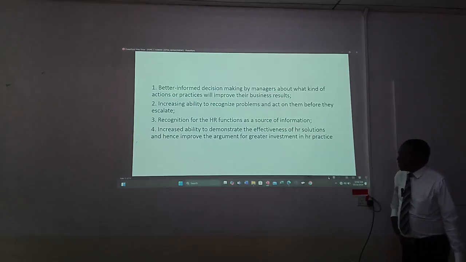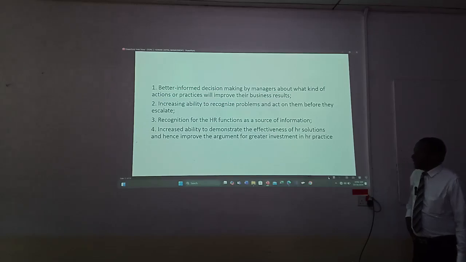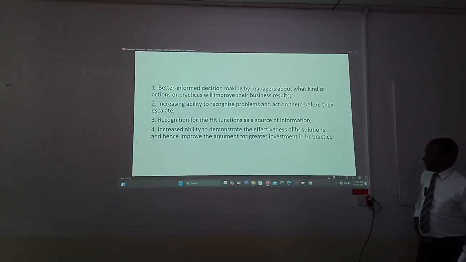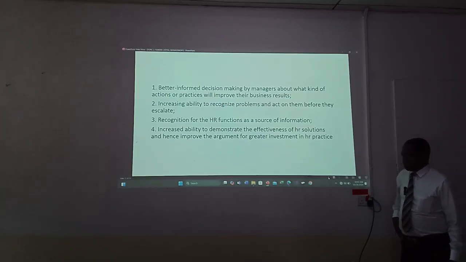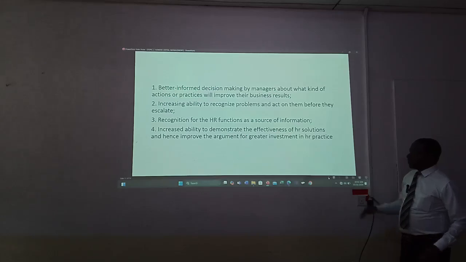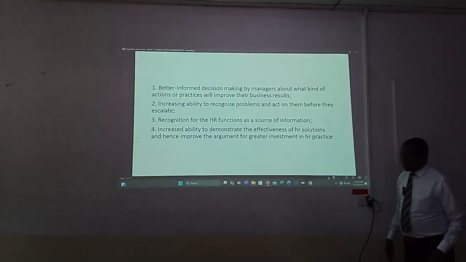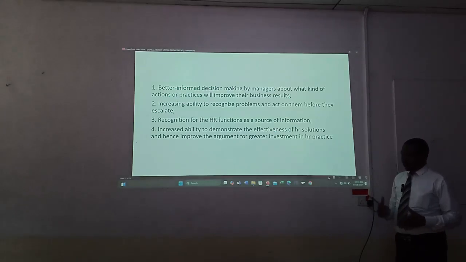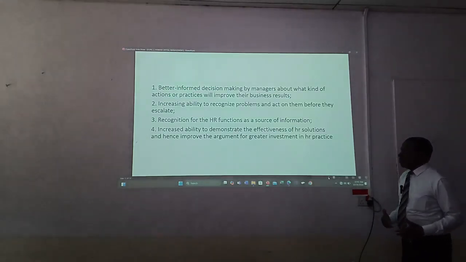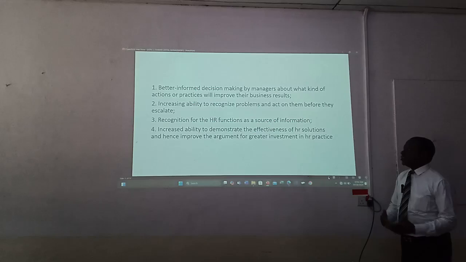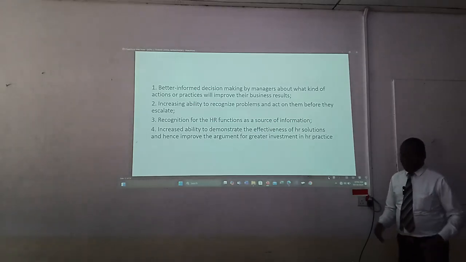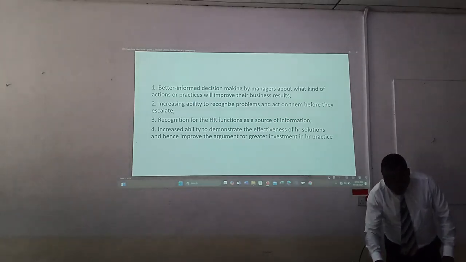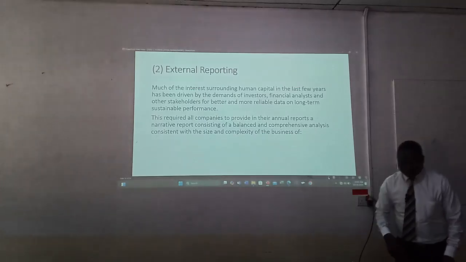So increased ability to demonstrate the effectiveness of HR solutions and hence improve the argument for greater investment in HR practice. So if there is a need for greater investment, you have to argue based on the information that you are getting. Then you can argue to say, we need more money for this and that and that. External reporting.